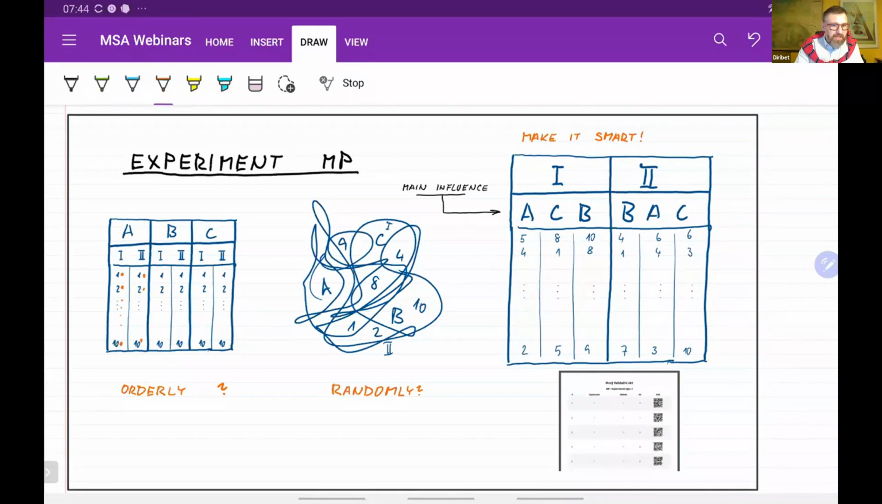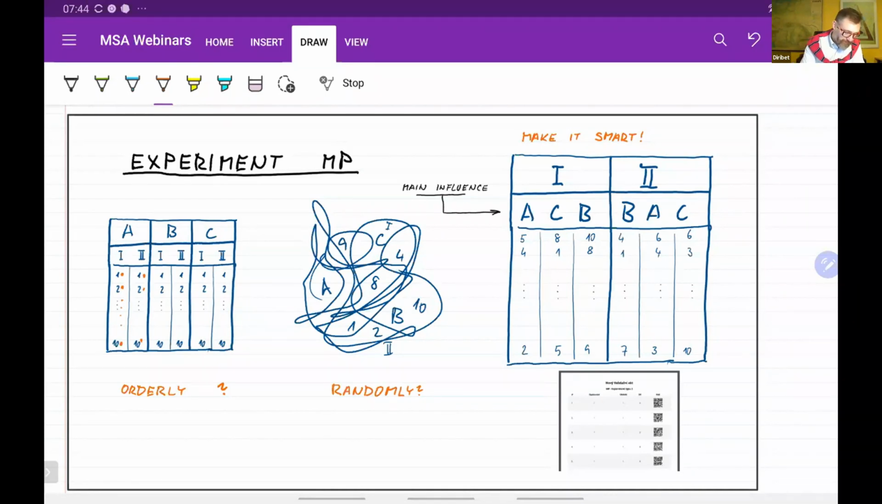Well, I like randomness and I like chaos, but it's not always practical. Specifically with these experiments, calling in different people or switching the measuring devices, not talking about switching the temperatures or the points in time, that's almost impossible. And even if it is possible, it's mostly impractical. So the way out of that is to make it smart, to randomize just parts of this table, to keep some level of order, but to make sure that the values are independent from each other.